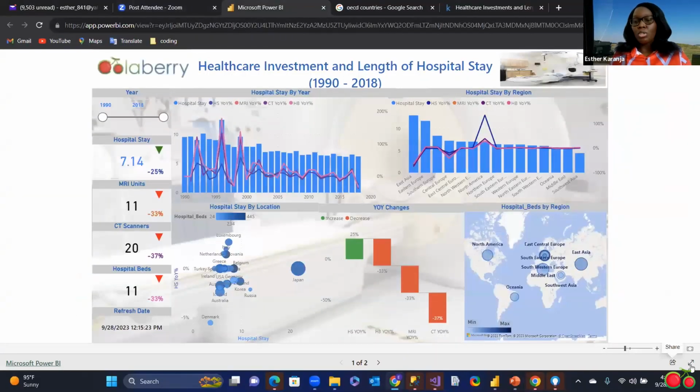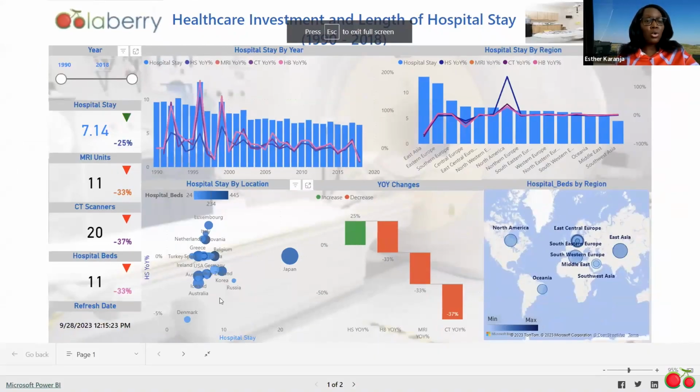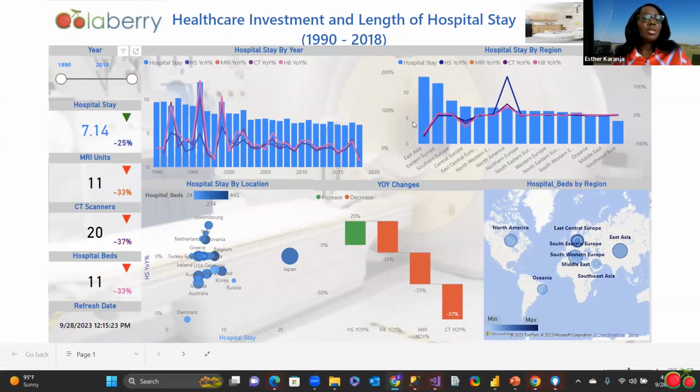This is my dashboard, and in my dashboard, I'm just going to go over the KPIs. Our main KPIs are the hospital stay, MRI units, CT scanners, and hospital beds. And then the sub KPIs are all year over year differences: the year over year for hospital stay, for MRI units, for CT scanners, and for hospital beds. Now, I have my slicer here, and it's just slicing by year. So if you want to view specific years, the slicer will help us show the specific years we want to look at.